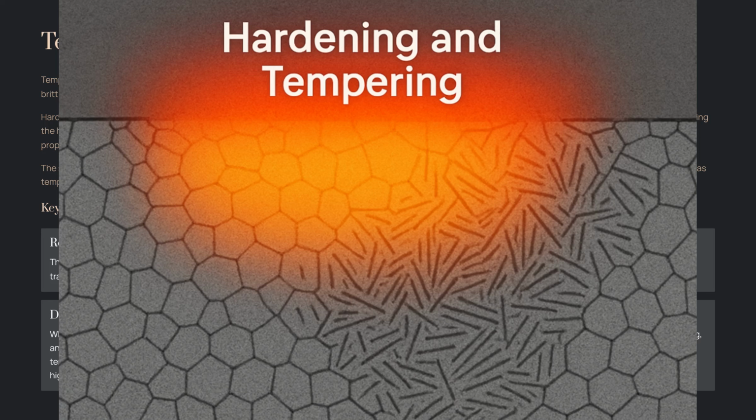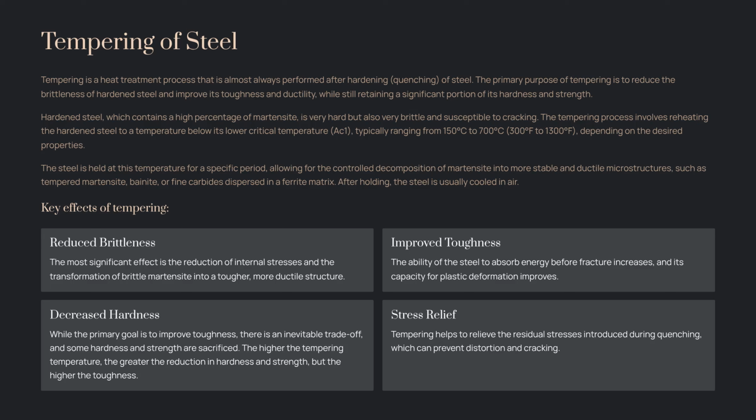Hardened steel, which contains a high percentage of martensite, is very hard, but also very brittle and susceptible to cracking. The tempering process involves reheating the hardened steel to a temperature below its lower critical temperature, Ac1, typically ranging from 150 degrees Celsius to 700 degrees Celsius, 300 degrees Fahrenheit to 1300 degrees Fahrenheit, depending on the desired properties.